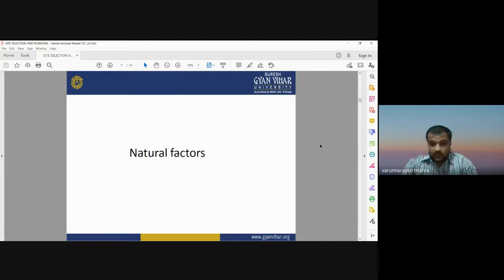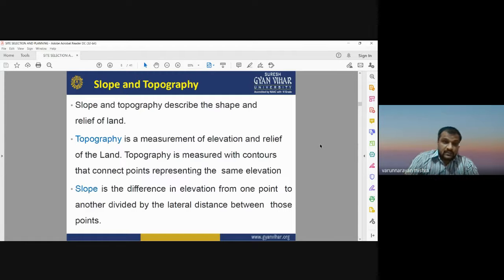Okay, so now first we are going to check the effects of different natural factors before selecting or before any kind of construction. So first, an important natural factor is slope and topography. Okay, when we are working on the construction of a tall building or any kind of building or any kind of flyover, overbridge, tunnel. Okay, so slope and topography has an important role.